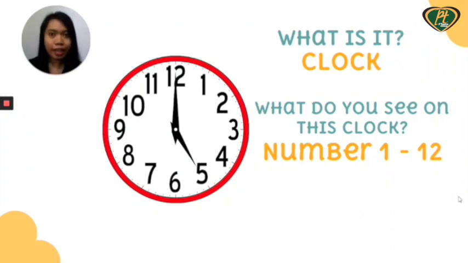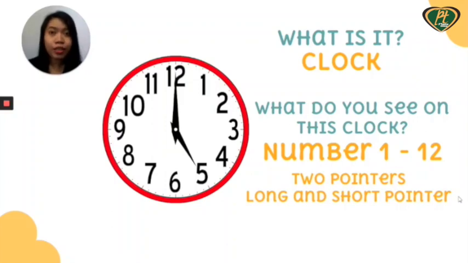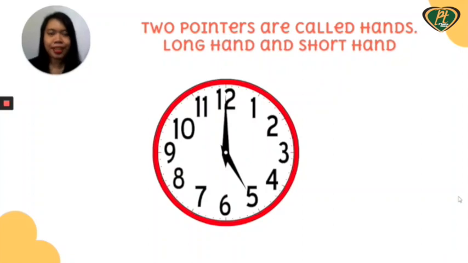And then, what else? Yeah, we can see there are 2 pointers here. Long pointer and then short pointer. Ada 2 penunjuk di sini. Ada penunjuk yang panjang dan juga ada penunjuk yang pendek. 2 pointers here are called hands. Jadi 2 penunjuk ini disebut sebagai tangan. Long hand and short hand. Ada tangan yang panjang, ada juga tangan yang pendek.